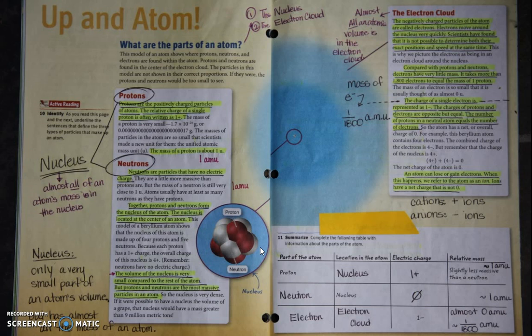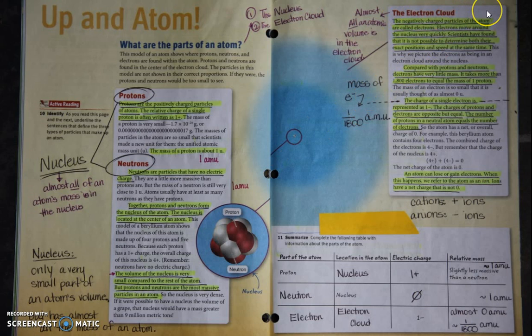The volume of the nucleus is very, very small compared to the rest of the atom, but protons and neutrons are the most massive particles in an atom. So down here it says the nucleus is only a very small part of an atom's volume, but it has almost all the mass of the atom. Most of the mass of the atom is found in the nucleus. Most of the volume of the atom is in the electron cloud. Let's talk about the electron cloud.